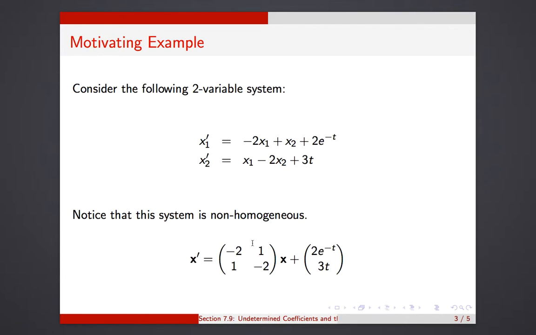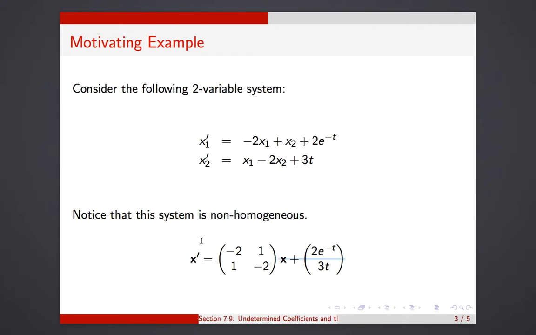So not homogeneous, and in particular, we can still model this sort of system with a matrix equation. This stuff that I'm circling here corresponds to this stuff up here, the homogeneous stuff. Then you have a column vector added on at the end, modeling this first row. You have 2e to the negative t, and in the second row you have a 3t.